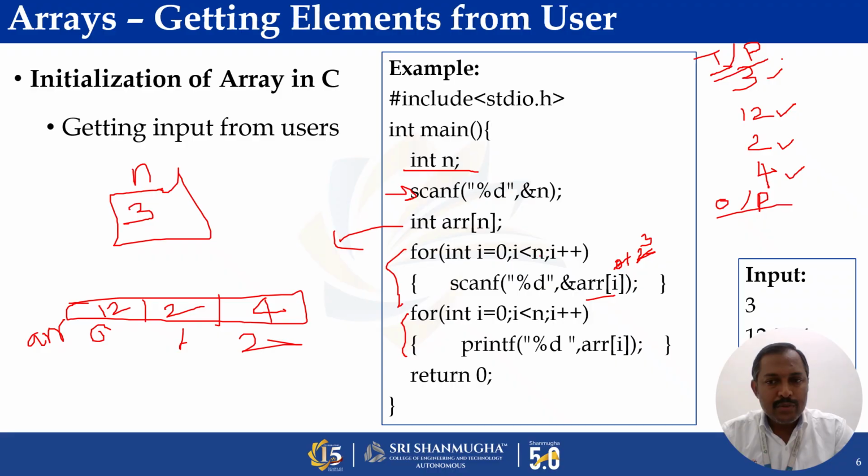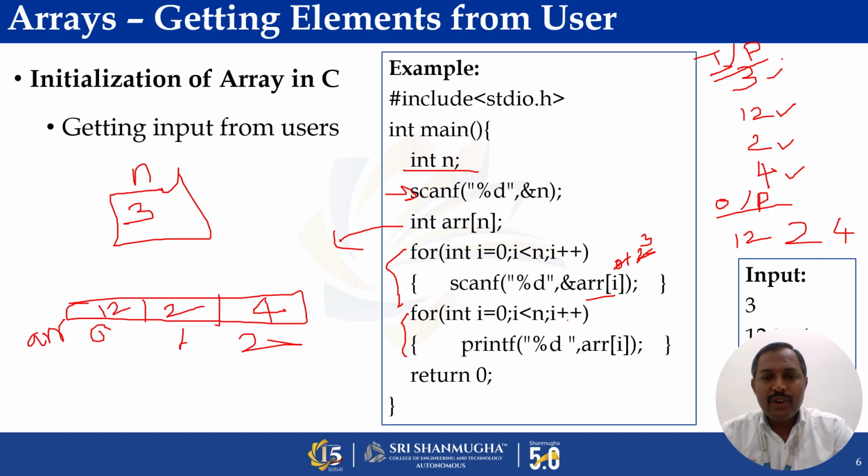So what is going to be the output? First 12 is printed in the output. Next, I plus plus, the I value becomes 1. Next arr of 1, so the value 2 is going to be printed in the output. Next the I value becomes 2, increased by 1. The arr of 2 contains 4, which is printed in the output. Next the I value becomes 3, 3 less than 3 condition is false, so we exit from the loop.